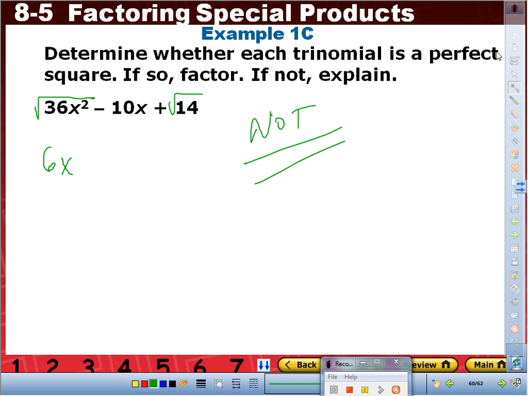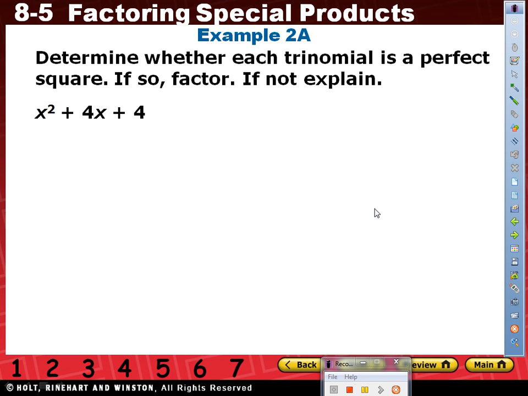Do another one. Copy that one, please. Except, I'm sorry, this is example 2A. 2A. x squared plus 4x plus 4. Copy that? Okay, everybody done? Is this a perfect square trinomial? What are the dimensions?